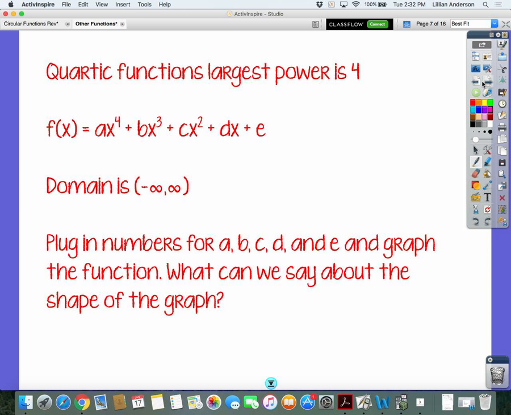Now what I want you guys to do right now is take a moment and plug in some numbers for A, B, C, D, and E and graph the function. It could be any numbers. Now let's not be too crazy. I wouldn't suggest putting anything like 100 or 200 or a million in for any one of these variables, because you want to be able to look at your graph without really manipulating your window. You can use negatives as well. I want to get some different graphs around. And then I want you to write what you can say about the shape of the graph of a quartic.